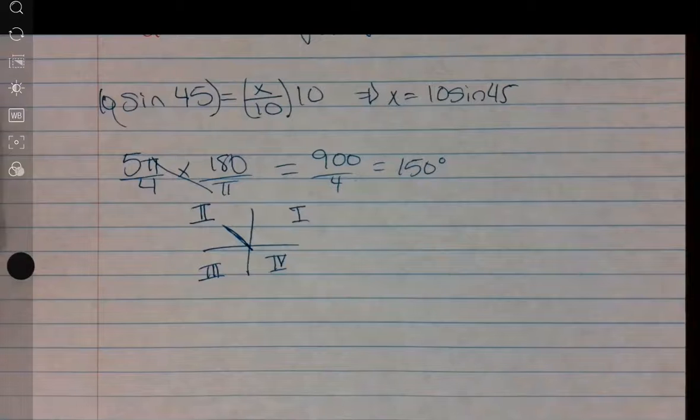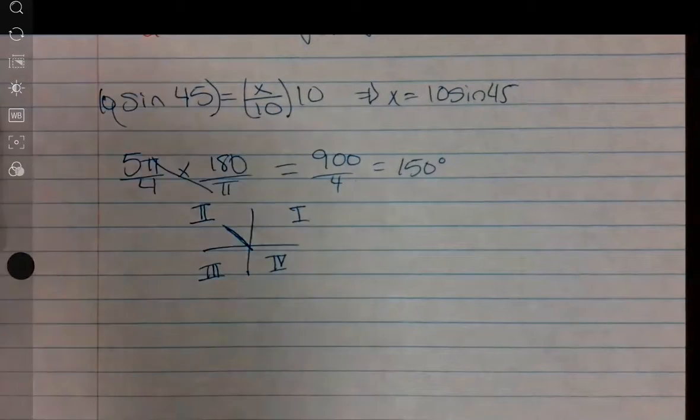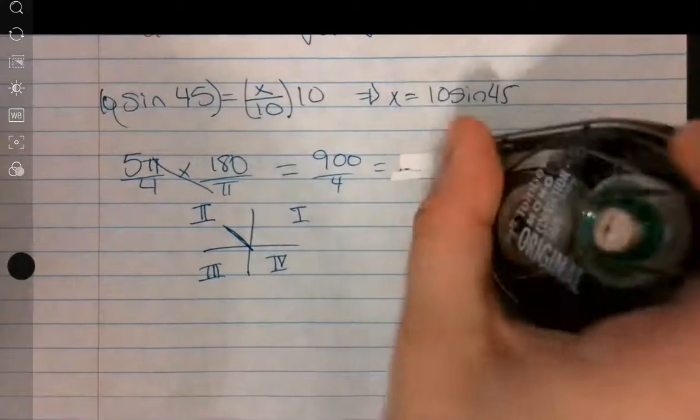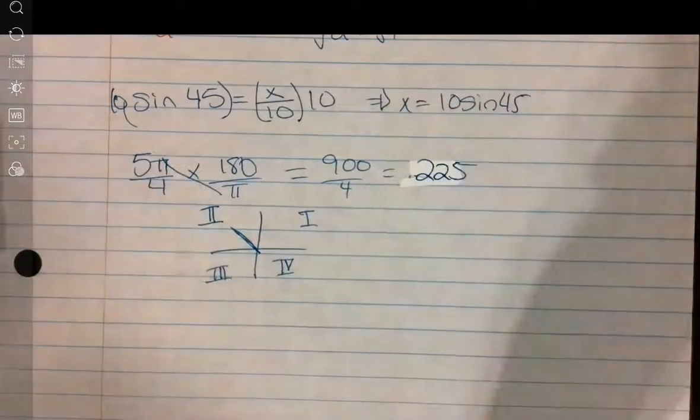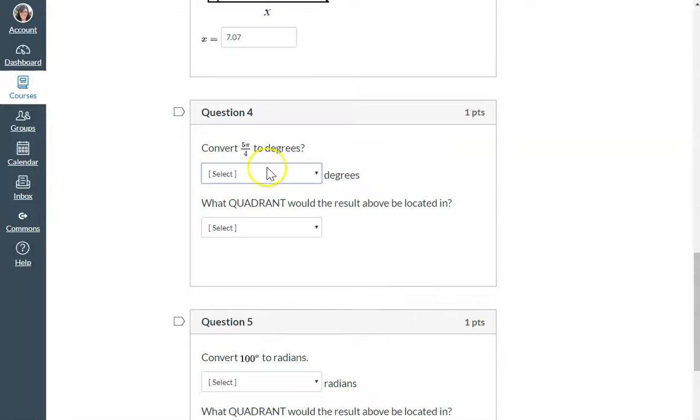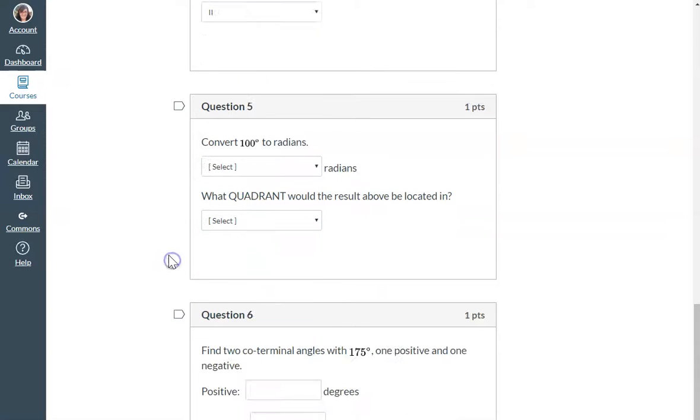I did not do my math right. 5 times 180. Is that where I messed up? No, I got 900 right. Divided by 4 is 225. Do not do math in your head. 225. This was the second quadrant.